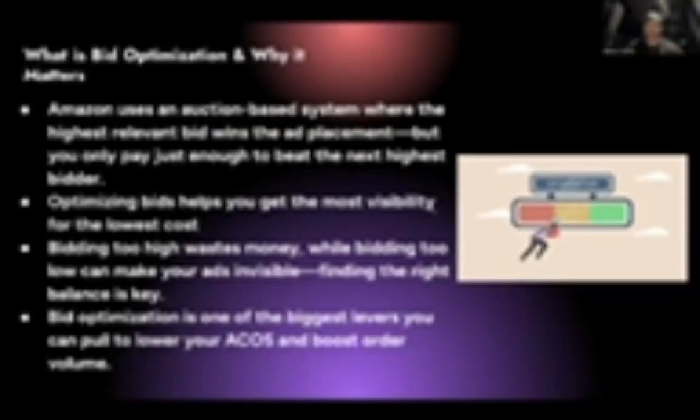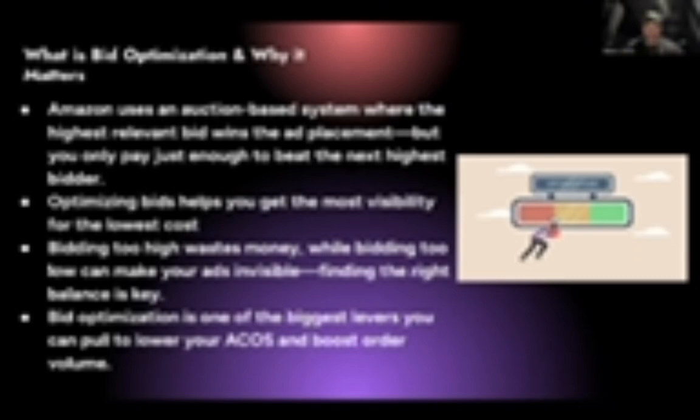So what is bid optimization and why it matters? Amazon uses an auction-based system where the highest relevant bid wins the ad placement, but you're only paying just enough to beat the next highest bidder. Okay, I think this is a misconception when it comes to bids. Even if you're using all the bid types, right? You have dynamic up and down, you have dynamic down only, and you have fixed bids. Just even on fixed bids, it sounds like you would bid whatever that bid is, it's $2, right? You're not always going to bid $2. You're just bidding just enough to beat the next highest bidder. Okay, just want to get that clear.